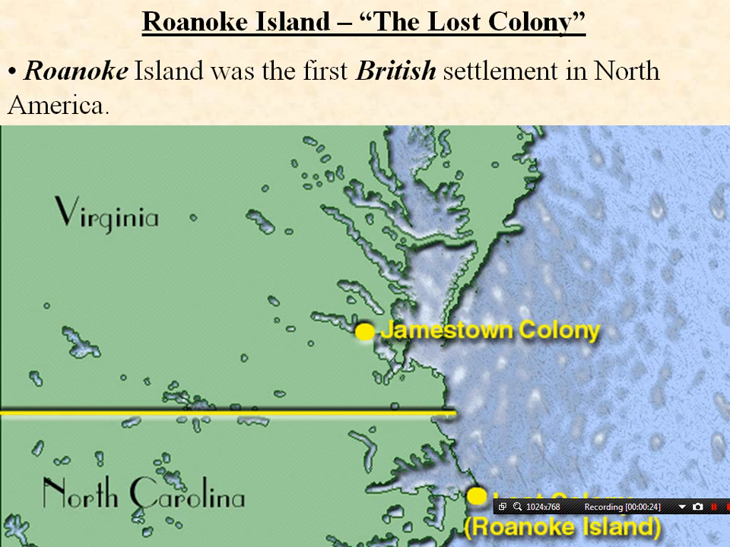Okay, Roanoke Island was the first British settlement in North America. Remember, Spain had claimed most of the Americas, but now the English are coming on the scene as a result of the Spanish Armada and the slow decline of the Spanish Empire.